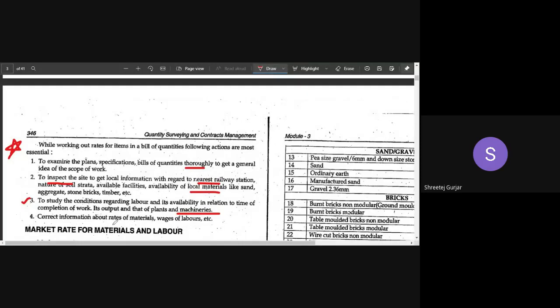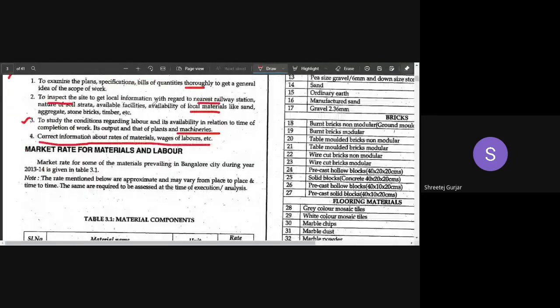Then, the last and very important point: correct information about the rate of materials, the rate of wages of laborers, etc. You can pay your labor daily wages, or in lump sum, or based on unit quantity, per cubic meter or per square meter unit rate. It depends upon the nature of your work, the materials used, and the particular tender. So we need the market rate for materials and labor.